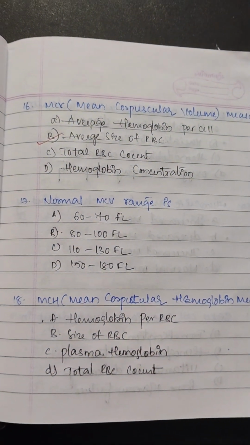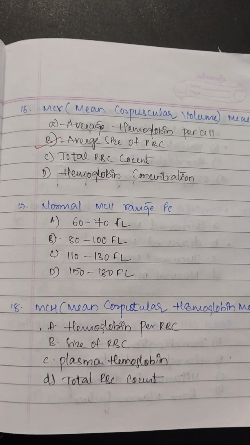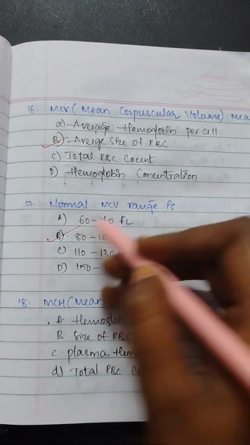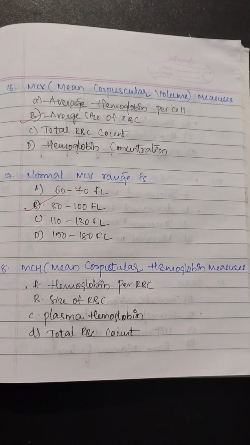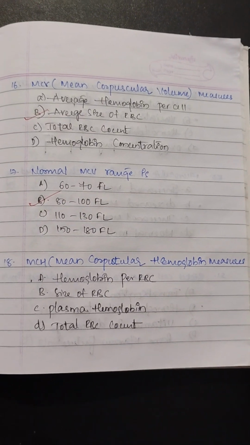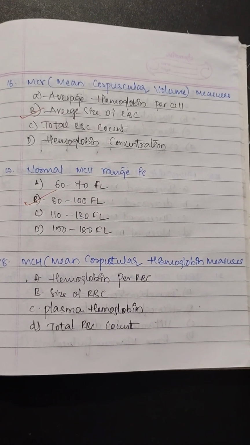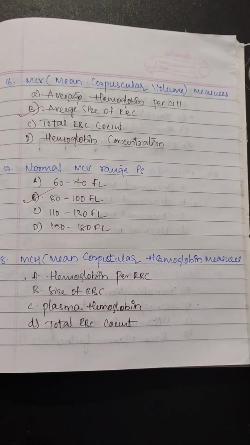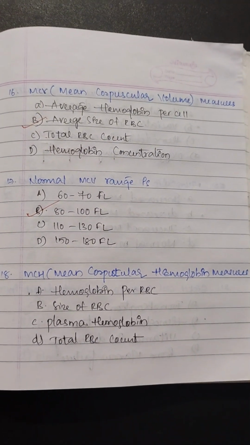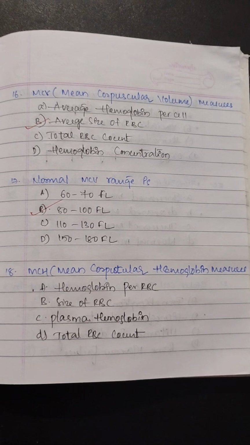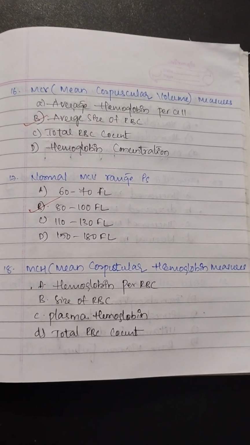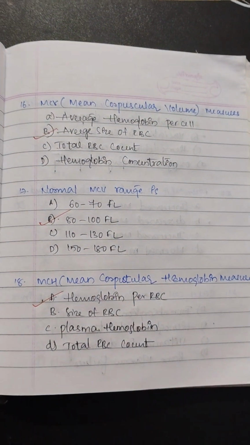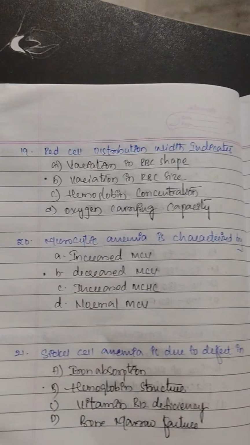The next question. Normal MCV range is 60 to 70, 80 to 100, 110 to 130, 150 to 180. Then the answer is B, 80 to 100. The next question. Mean corpuscular hemoglobin, MCH, measures hemoglobin per RBC, size of RBC, plasma hemoglobin, total RBC count. The answer is hemoglobin per RBC.